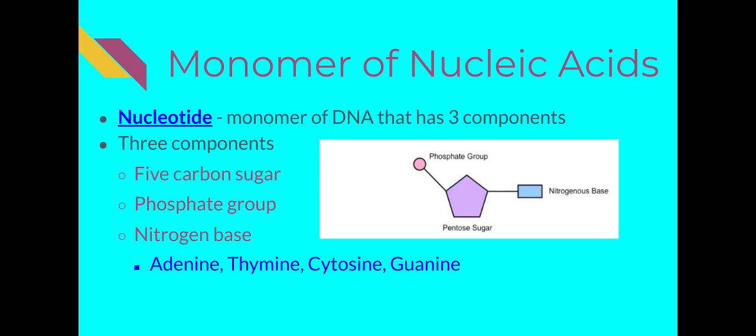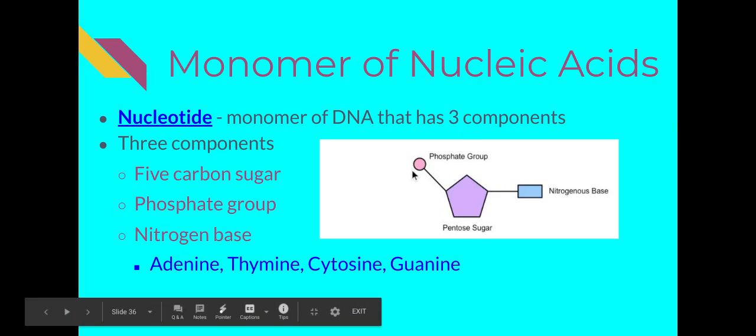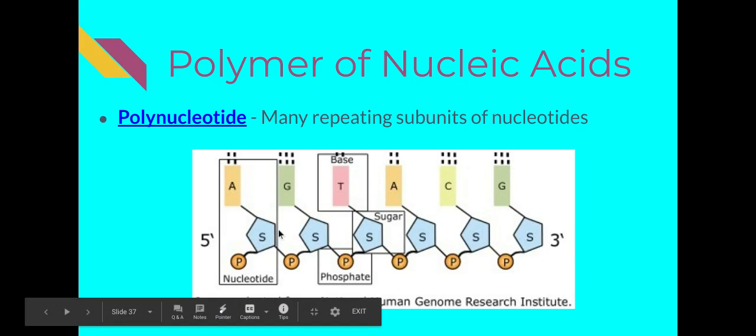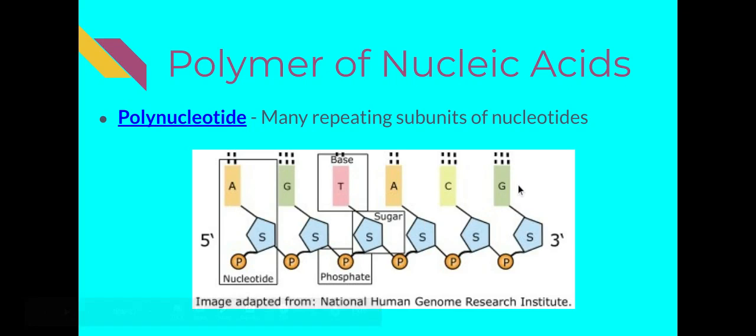So this right here, the phosphate group is off to the side. Then you have your 5-carbon sugar, and you can see it has 5 points and looks like a little house, and then your nitrogen base. Now, polymers of nucleotides are called polynucleotides, which are many repeating subunits of nucleotides. So you can see your phosphorus and sugar actually form a backbone of DNA, and they form like this. And then these nucleotides right here are actually going to form a bond with another nitrogen base on the other side. And that's the basic structure of DNA.